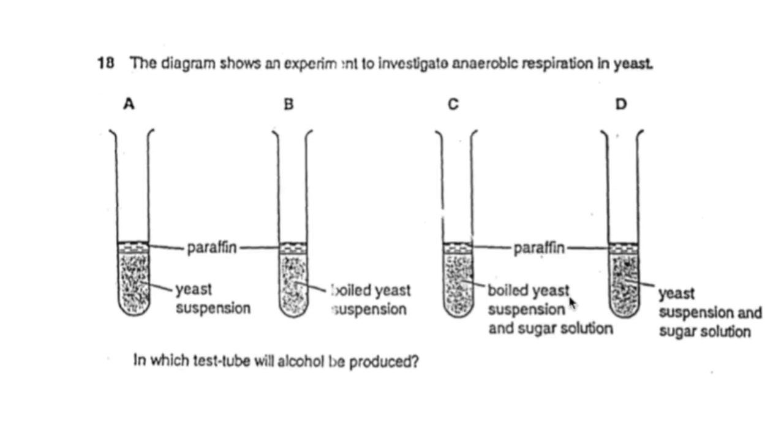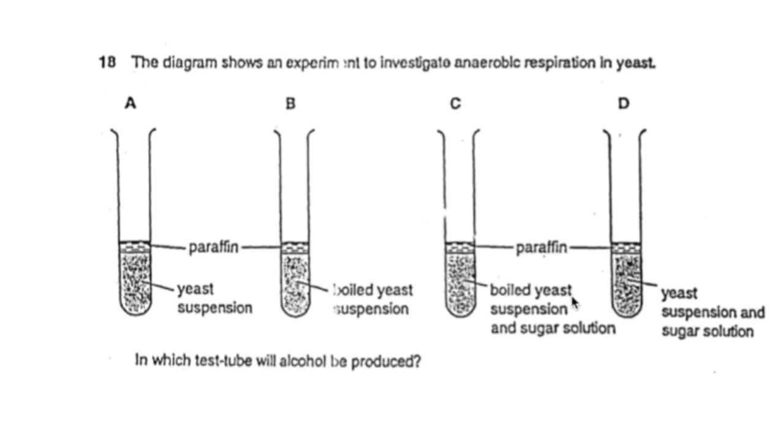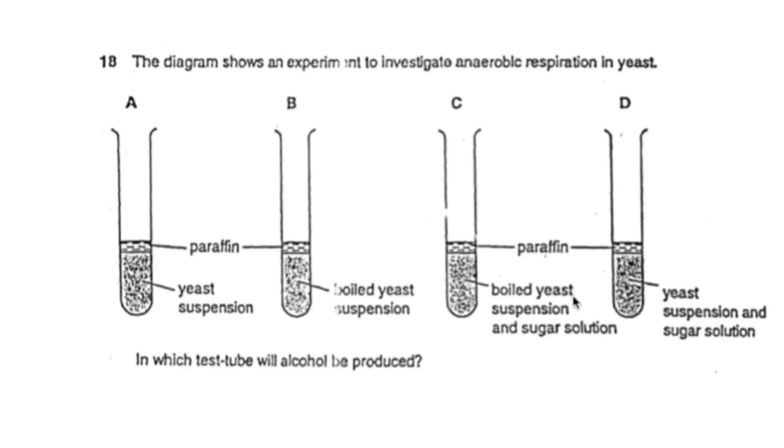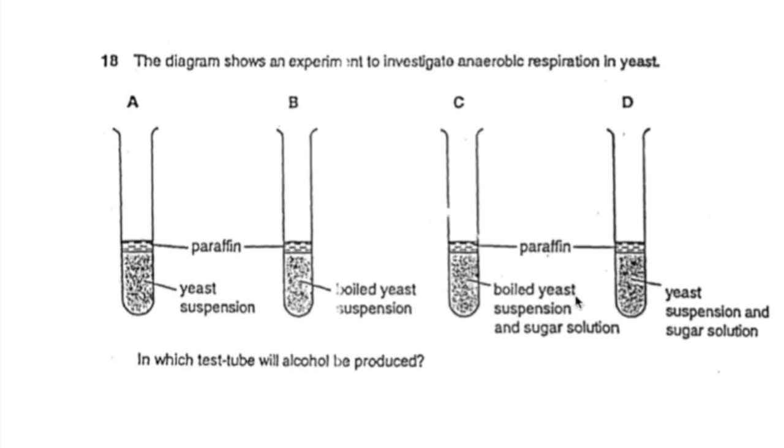So wrong. C. Now C has yeast, sugar, and the right temperature. But the only problem we have here is that the yeast is boiled. So eliminate that as well. The only one left is D. Now D has yeast, sugar, and the right temperature to produce alcohol. So the answer for this is D.